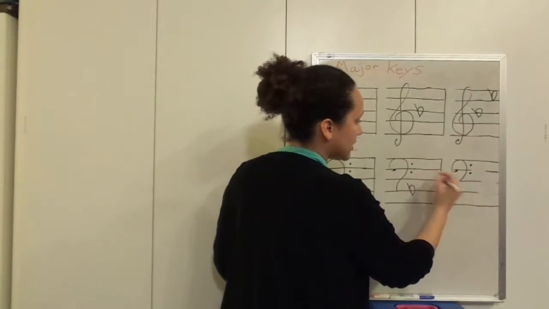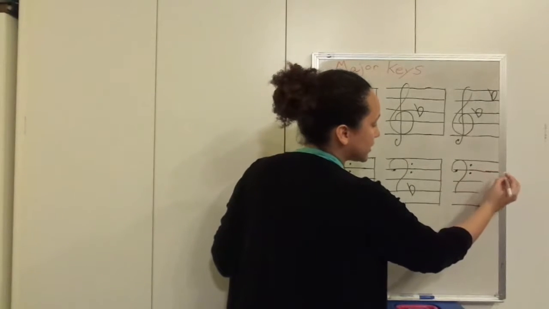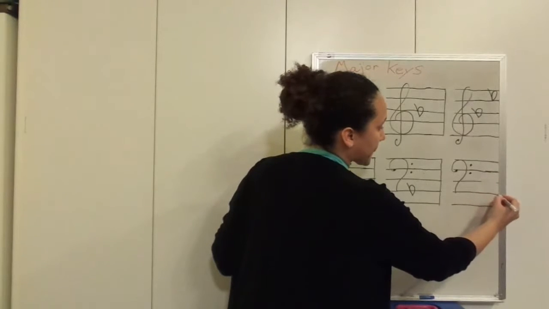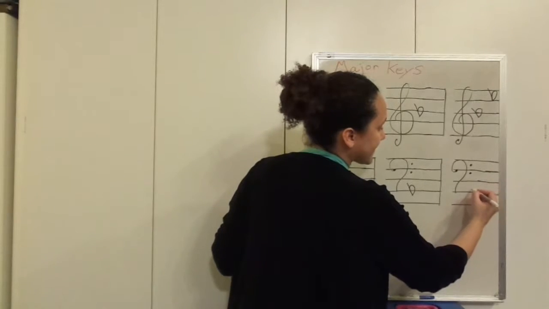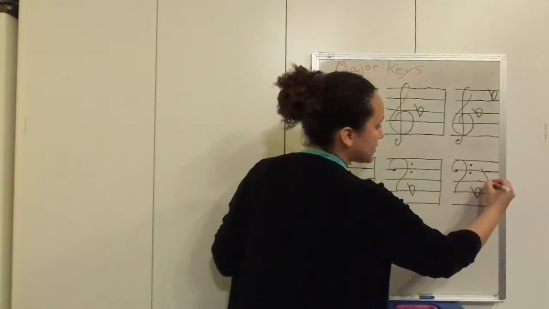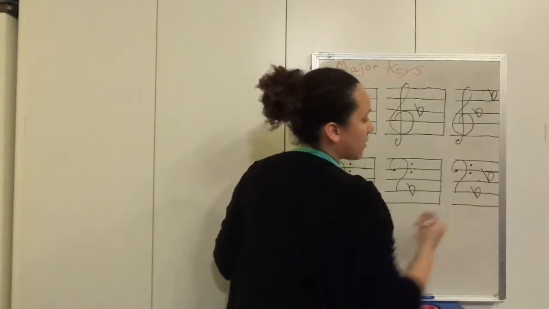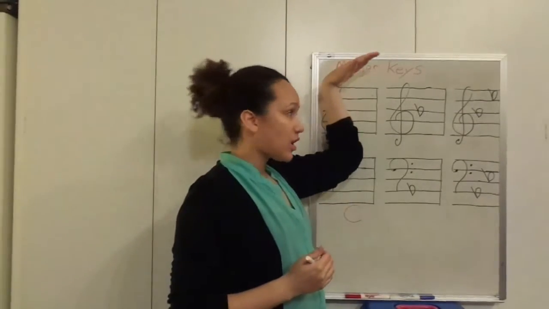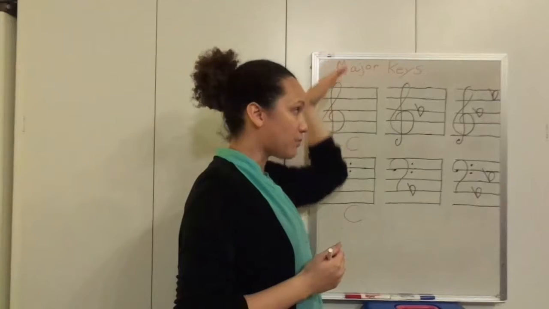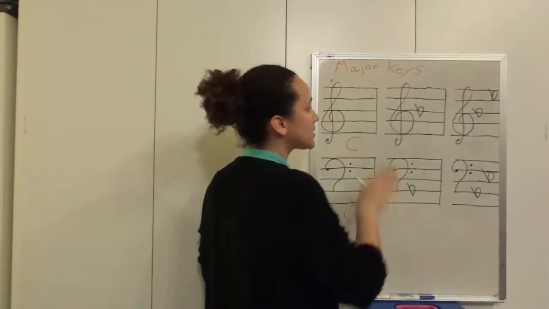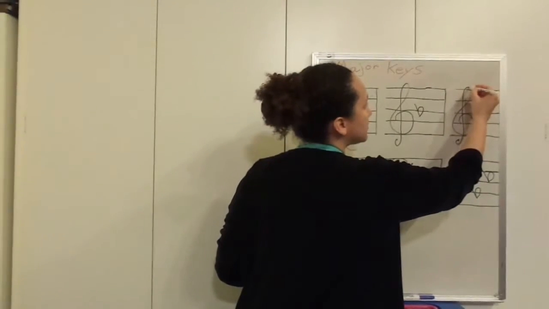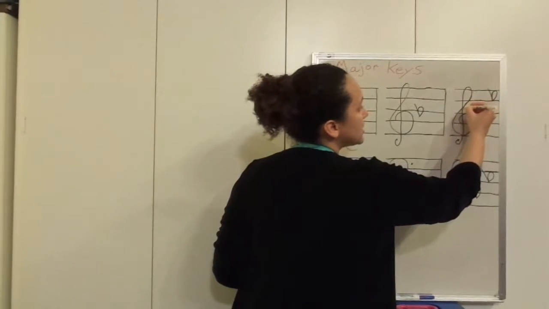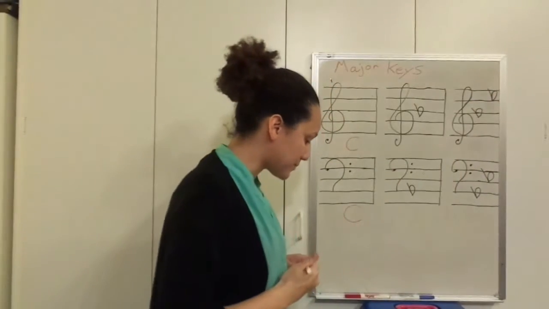and up here, or I should put it over here, here's our flat on the B line. And then up here on the space, there's our flat on the E. So the sharps go up to down, or top to bottom. The flats go bottom to top. We'll eventually see how we make a pattern there.